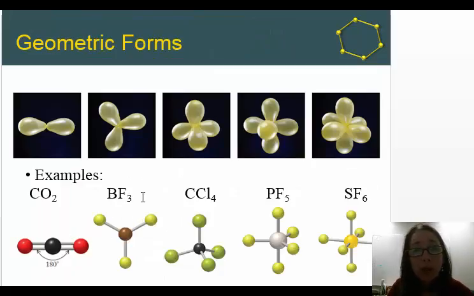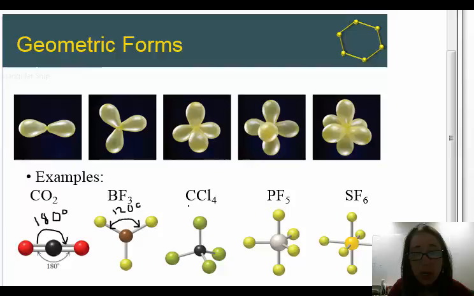So if we look at boron trifluoride and we drew out the Lewis dot structure for it, we would see that there would be no lone pairs on the central atom. Since there are 3 atoms around that central atom, the steric number is 3, and the geometry is going to be trigonal planar with bond angles of 120.